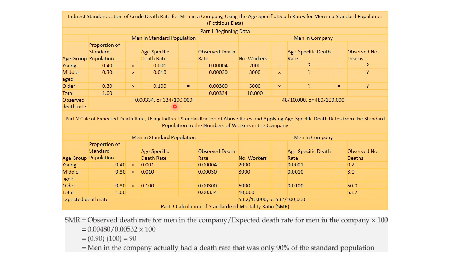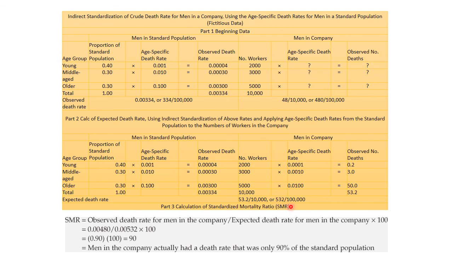So what we're going to do is take these rates here and apply them and say, well, if the men in the offshore oil rig were dying at the same rates as the men in the standard U.S. population, what would the number actually look like? So if you apply this through, we see this expected death rate, which is basically that proportion times 0.001, applied to the number of workers here. You end up getting a total of 53.2 per 10,000, or 532. So assuming the men in the oil rig, based on their age breakdown in these different categories, if you apply the standard population ASDRs to that, you would have expected 532 to have died per 100,000.